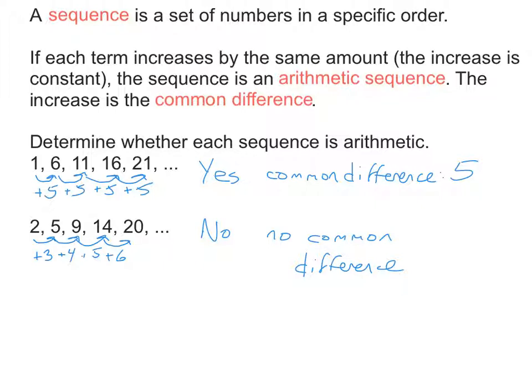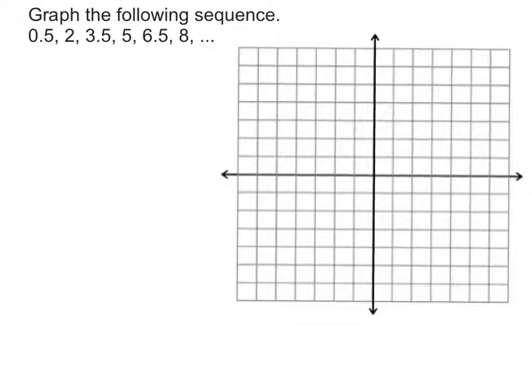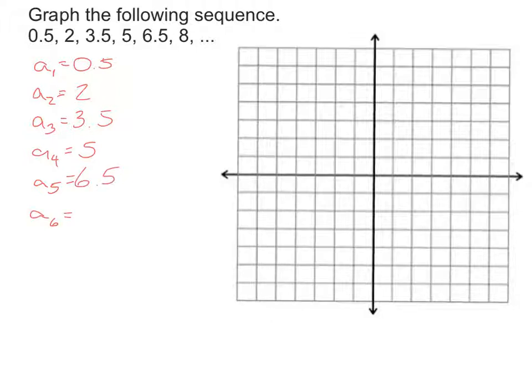There is no common difference. Let's try something else, a different representation of these. I have another sequence for us, and this time we're asked to graph it. So we have the sequence 0.5, 2, 3.5, 5, 6.5, and 8. Our first term, so I'll call it a sub 1, is 0.5. Our second term, a sub 2, is 2. A sub 3 is 3.5. A sub 4 is 5. A sub 5 is 6.5. And we're given a sub 6 as well, which is 8.